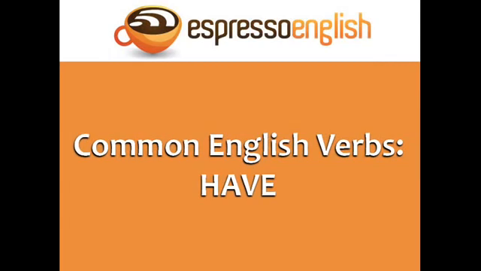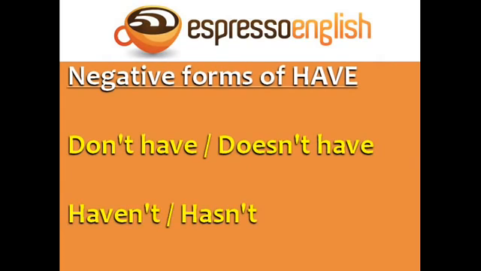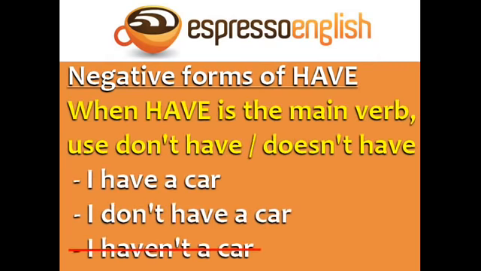Common English verbs: Have. There are two ways to make the negative form of the verb have: don't have or doesn't have, and haven't and hasn't. When have is the main verb, meaning possession, then the negative form is don't have and doesn't have. For example, I have a car. I don't have a car. It's incorrect to say I haven't a car.